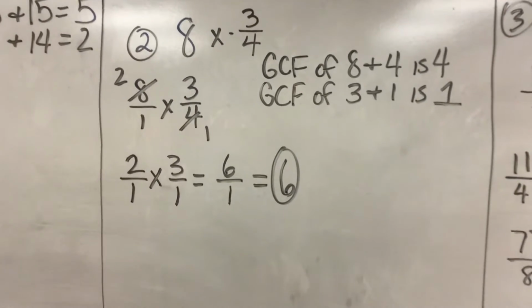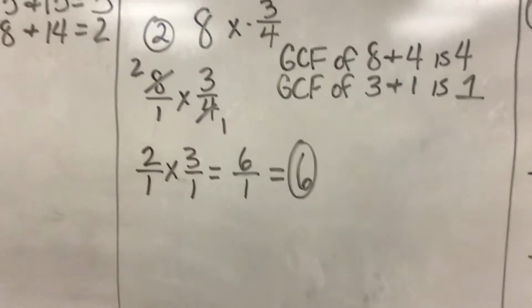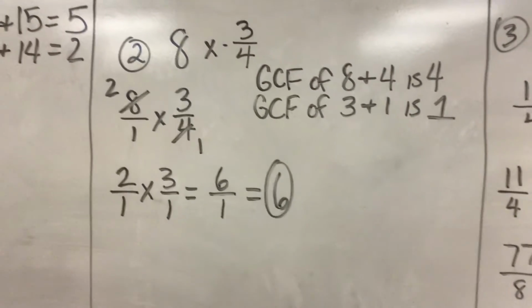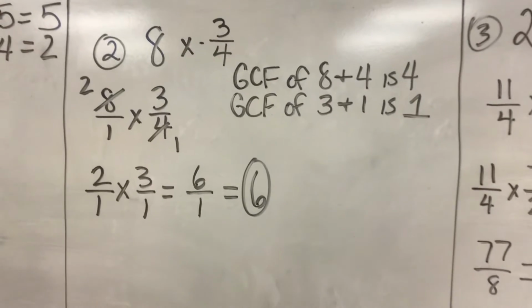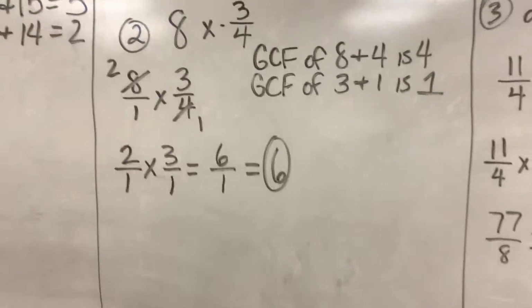2 times 3 equals 6. 1 times 1 equals 1. When I have 6 over 1, I know that's a whole number, so that's going to give me an answer of 6. And there I go. I'm done.